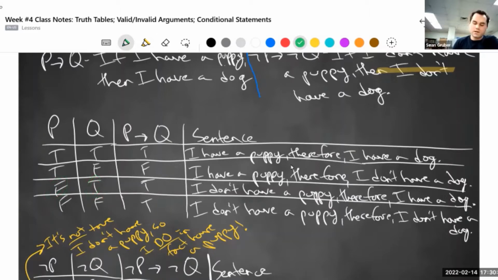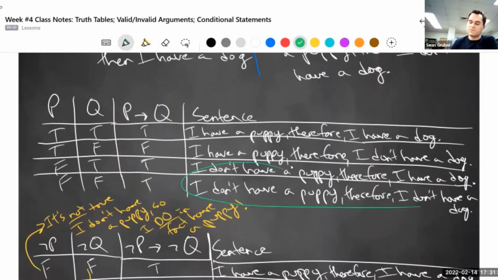In this case here, false, false, and true, right? It's false that I have a puppy, so I don't have a puppy, and it's false that I don't have a dog. So hopefully that gives you more of an intuitive understanding of why these values here are true, okay, using the sentences over here.